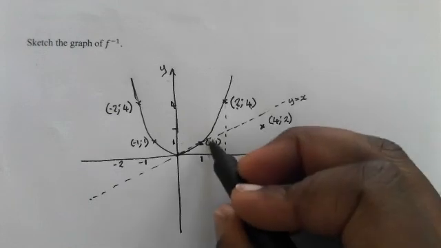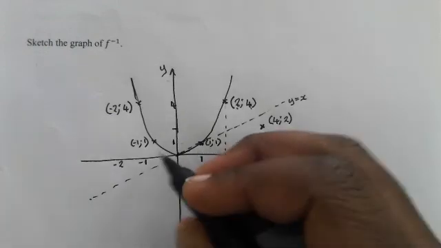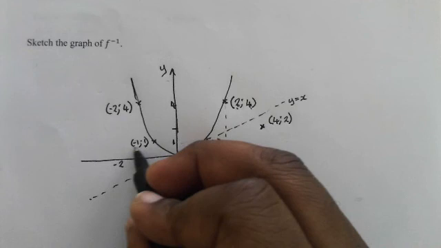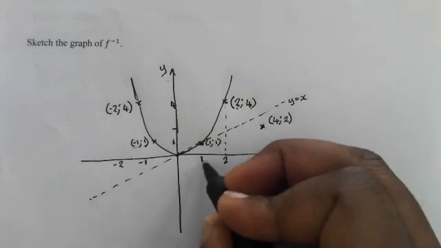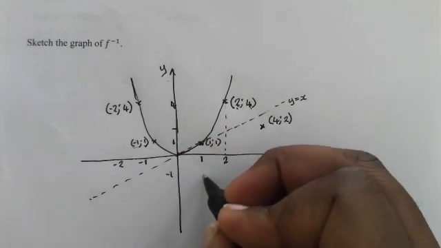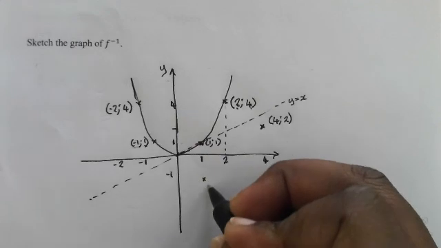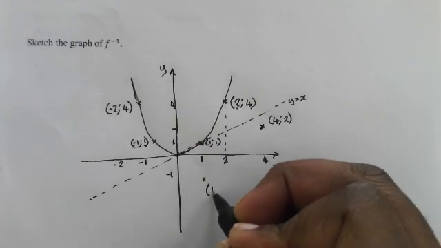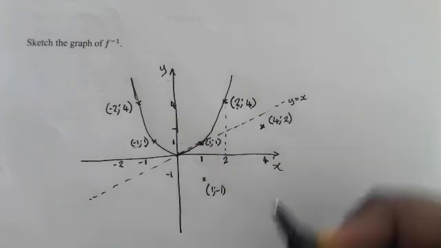What other point? Okay, this one was already there. We need another point to reflect this one. So a point where x is positive 1 and y is negative 1. We now need that point, right? Where x is positive 1 and y is negative 1.